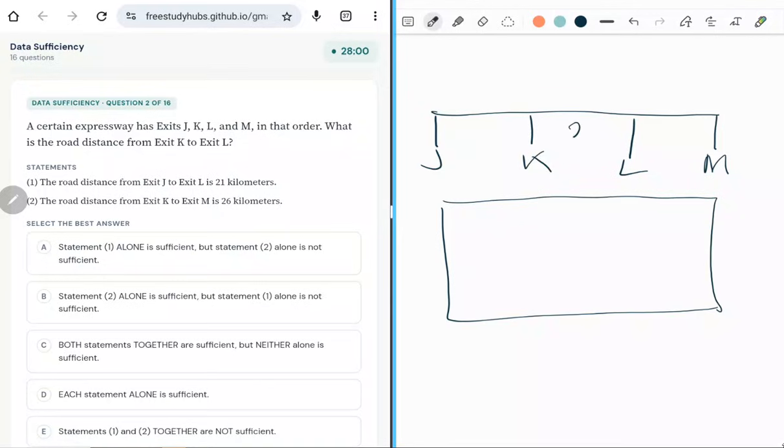So I know A and B are not correct, and D is not correct. So A, B, and D are not correct, and we don't have enough information.